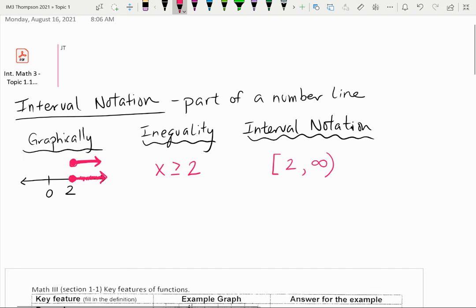Maybe you've seen interval notation before, maybe you haven't. It's technically not a part of the Math 2 book, but some teachers do introduce it because you're going to get it eventually anyways. So this says the numbers from 2 to infinity. Now, the square bracket means it includes the number. A round parenthesis means does not include the number.